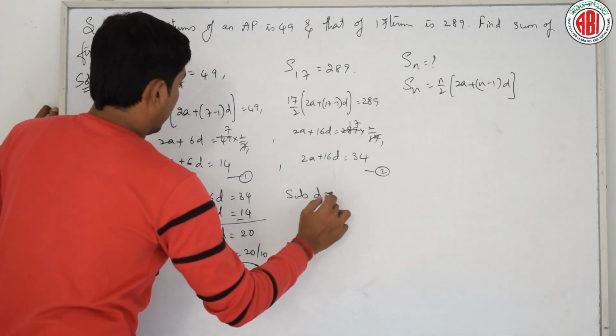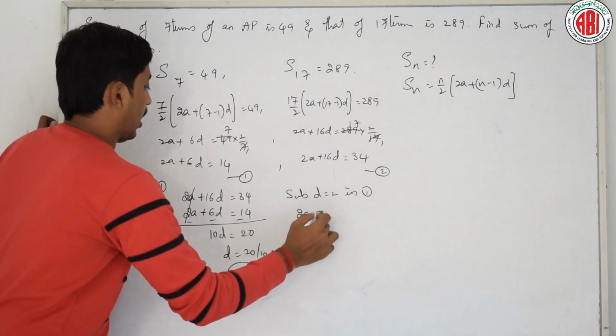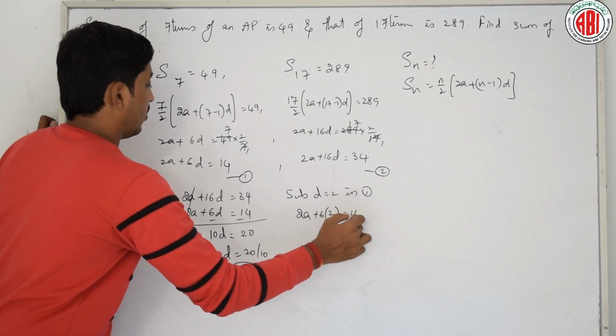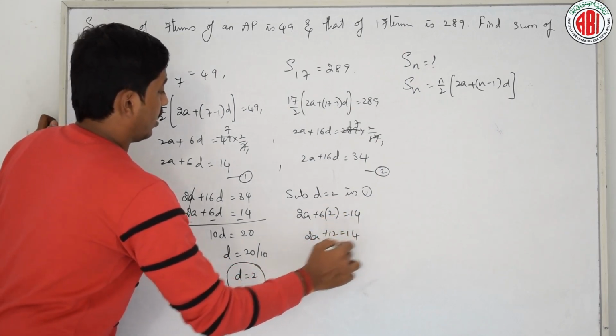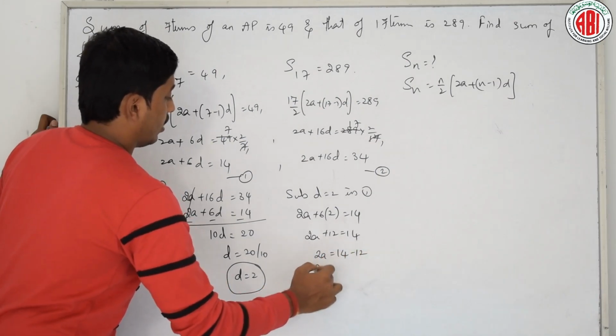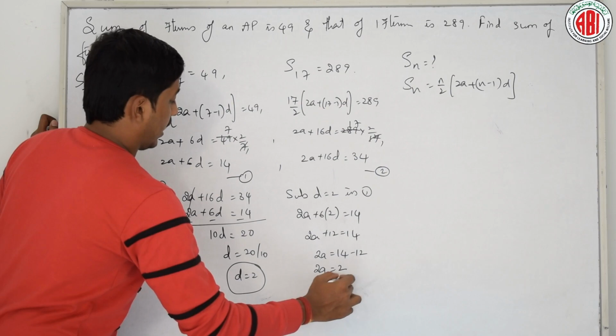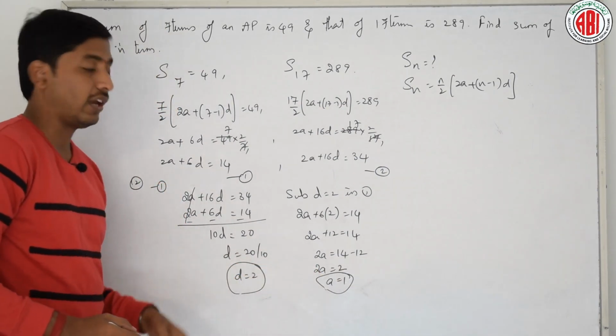Substitute d is equal to 2 in 1. What is 1? 2a plus 6 into 2 is equal to 14. 2a plus 12 is 14. 2a is 14 minus 12. 2a is 2. A is 1. Right? I got the value of a, I got the value of d.